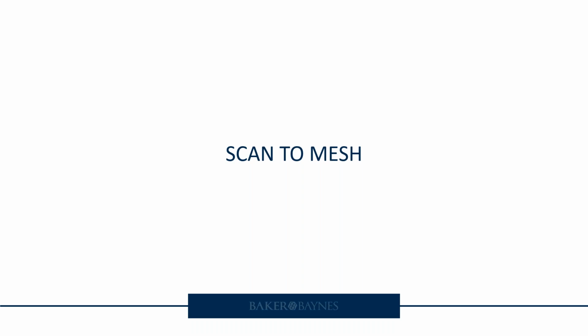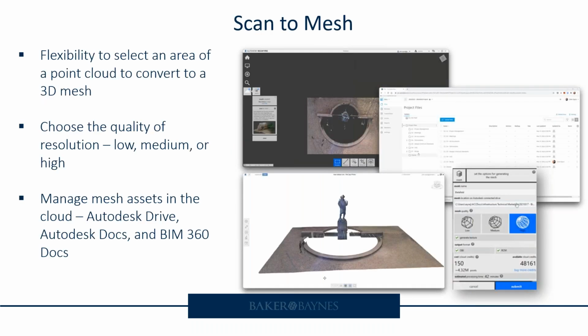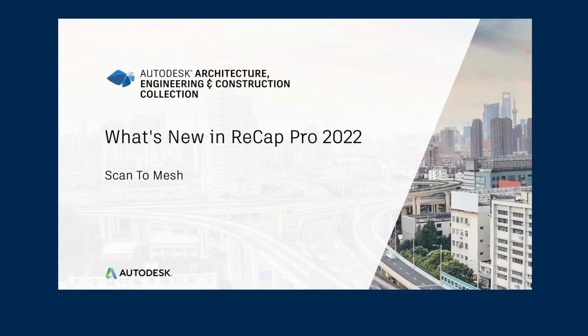So the users that have been using ReCap for a year or so, or maybe prior to this webinar, should know that previously the scan to mesh feature was removed, and now they have incorporated it back, which is making a lot of people quite happy. What I mean by that is you could actually crop out an area in your point cloud and then convert it to a 3D mesh. You can decide on the type of resolution, whether it's low, medium or high, and you can push it directly to Autodesk Drive, Autodesk Docs, and BIM 360. So let's have a look at what I am talking about right now.